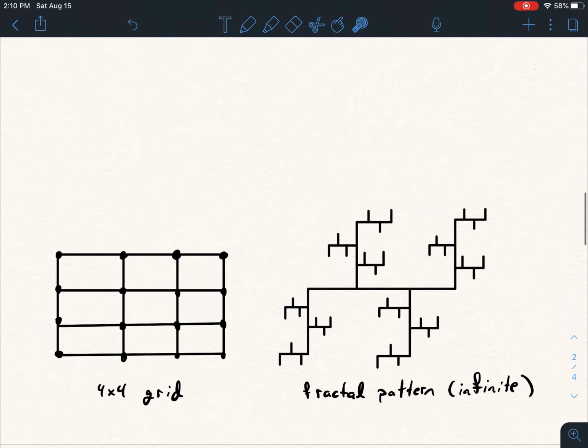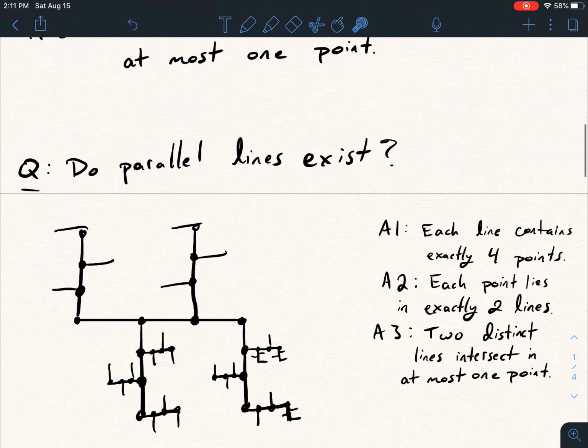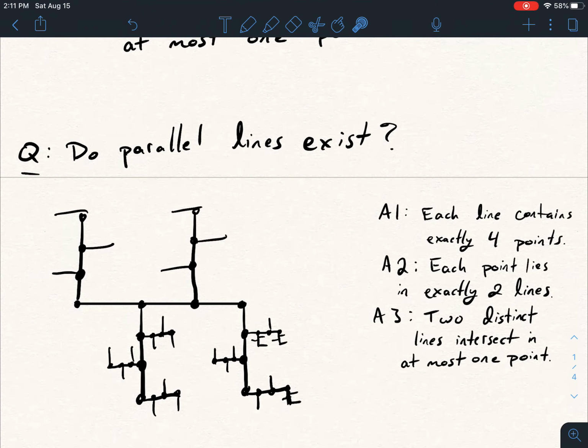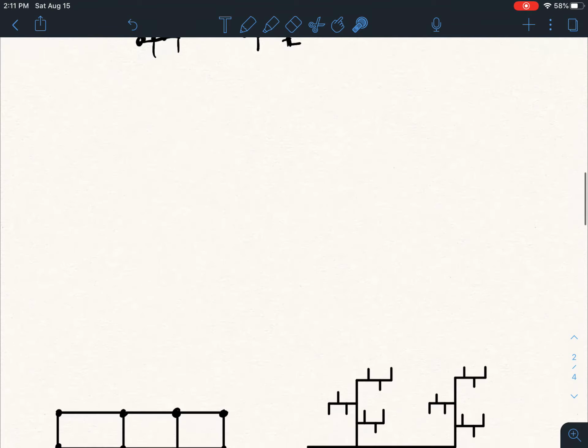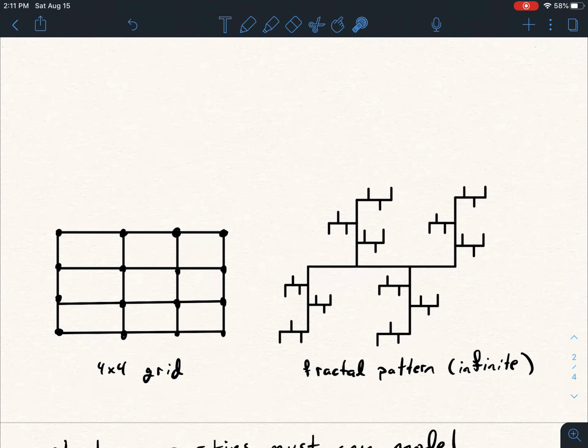So anyway, back to what was our original question? Our original question was, do parallel lines exist? Right? So a parallel line, or a pair of parallel lines, is just a pair of lines that do not intersect. All right, so for example, this line right here is not parallel to this line right here, but it is parallel to all of the other horizontal lines here. So there are 4 parallel lines right there. So in this system, there are parallel lines.